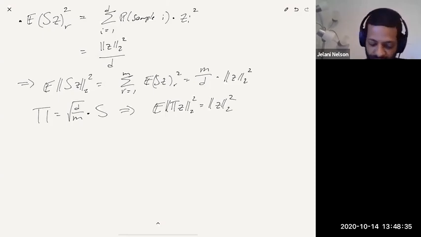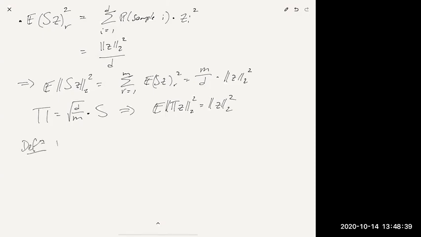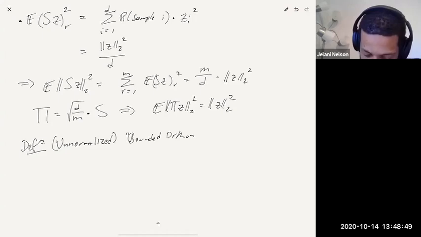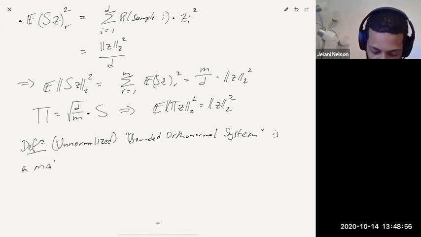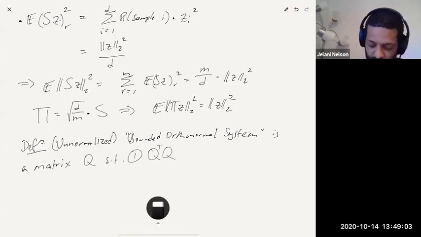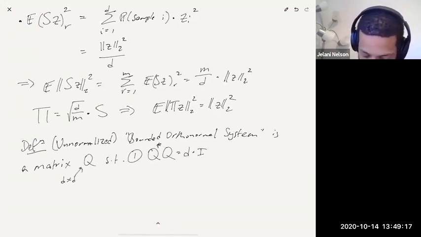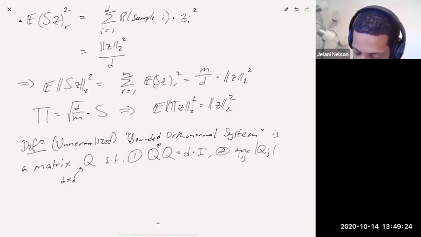So let me just say something. Definition. Let's say an unnormalized bounded orthonormal system is a matrix Q such that Q transpose Q, or if it's complex, then you put a star here, which means conjugate transpose, is equal to D times the identity, and Q is D by D. And also, the max over all i,j of Q_ij in magnitude is at most 1.